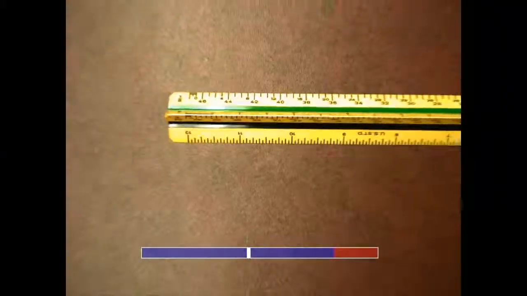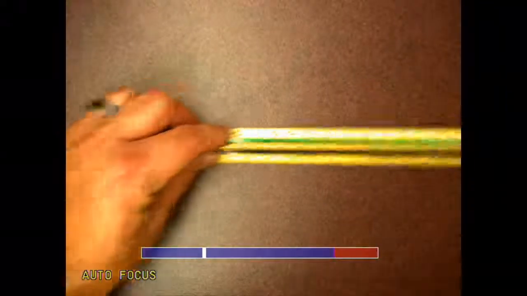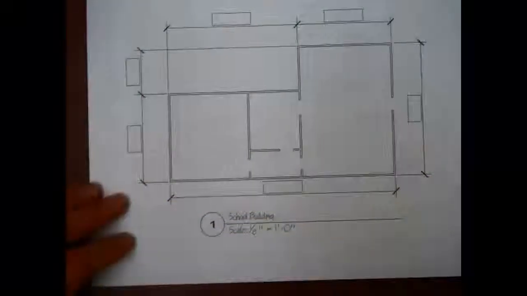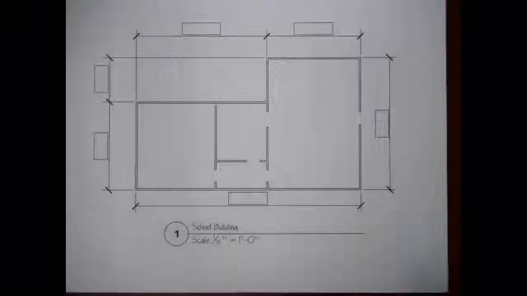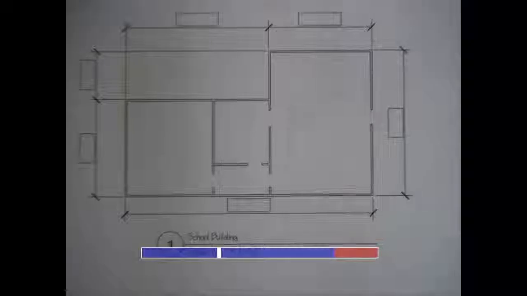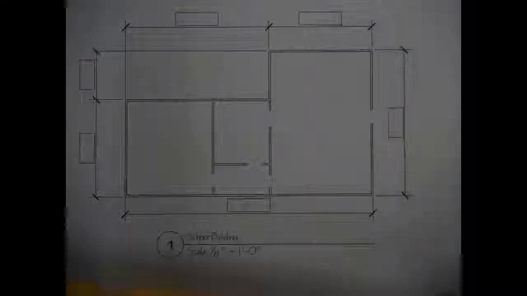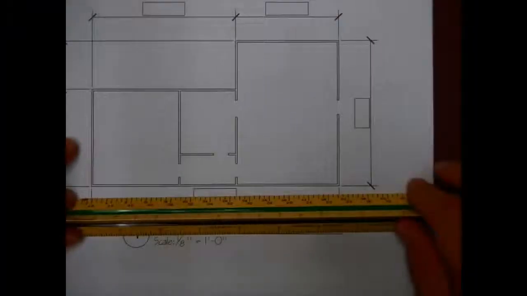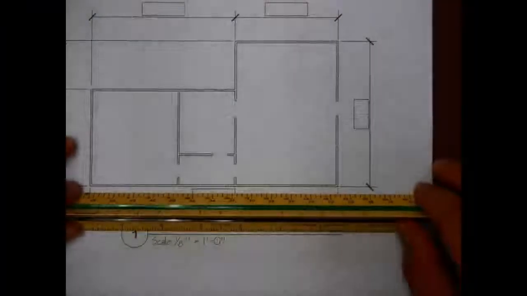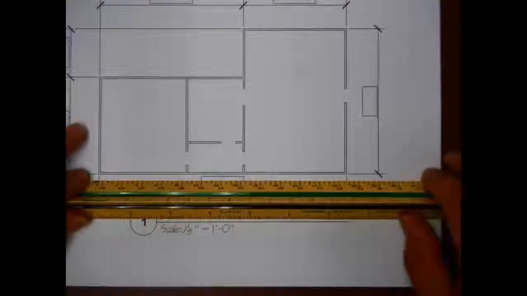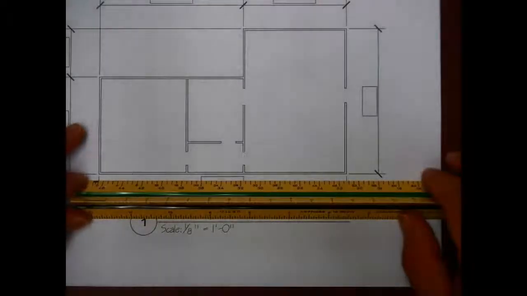So let's apply this to a drawing and see how to scale a drawing, excuse me. Here I have the school building that I've drawn, and as you can see, it's at 1/8 inch equals a foot, a common commercial scale. I want to take some measurements of this building, beginning with the overall width.